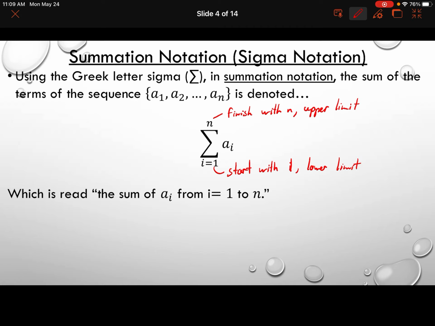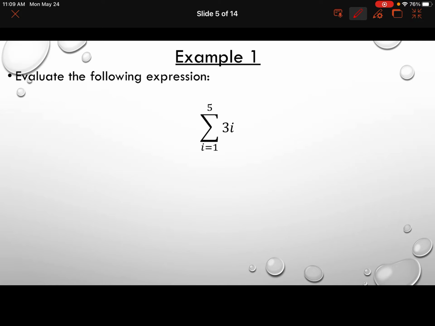So let's do an example. Example 1. Evaluate the following expression: the sum of 3i from i is equal to 1 to 5. Once again, we start with 1 because that's what it's telling us. That means our first term would be 3 times 1. Well, what would be our second term, or what would be the second number that we plug in?